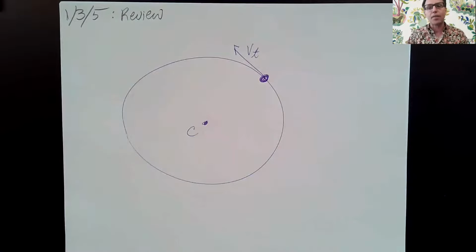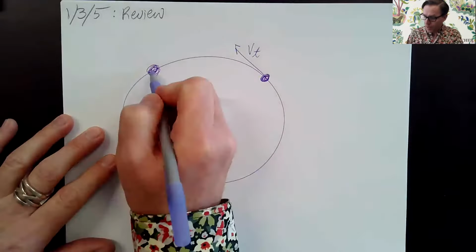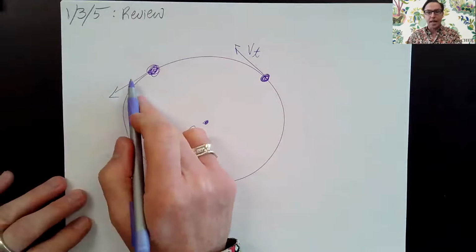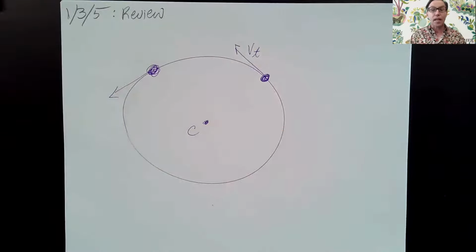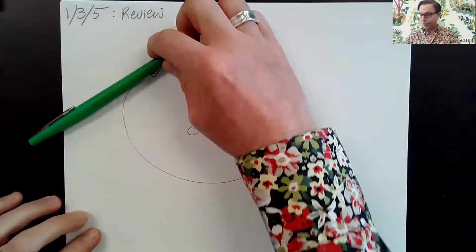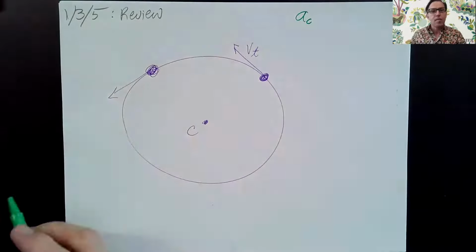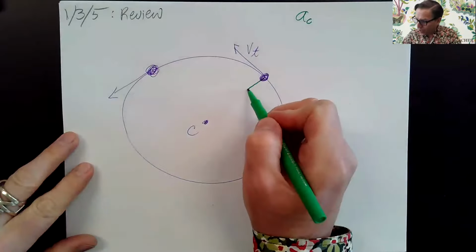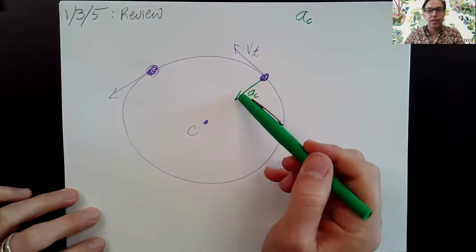Now, because we are traveling in a circle, even if the speed does not change, as we go from one location to another location, here's my tangential velocity again. Even if we're going at a constant speed and this arrow has the same length as each other, we have accelerated. Not because we've sped up, not because we've slowed down, but because we changed direction. And so we call that acceleration a sub c, because it turns out that that acceleration points toward the center of the circle. And I explained the reason for that direction in a previous video.